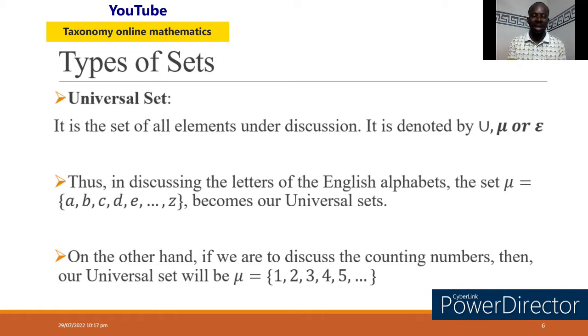Likewise, on the other hand, if I want to discuss a set of counting numbers, then I have to consider all numbers starting from 1 down to infinity. That is how we can describe a universal set.